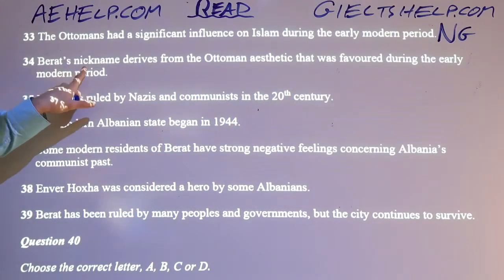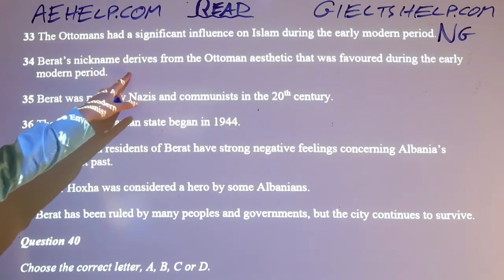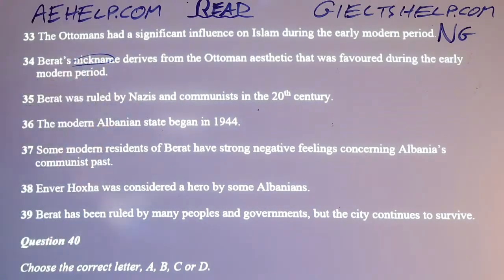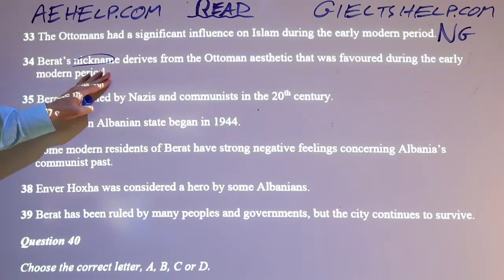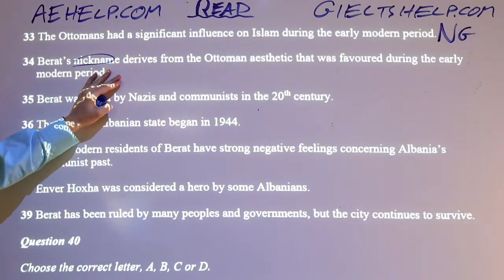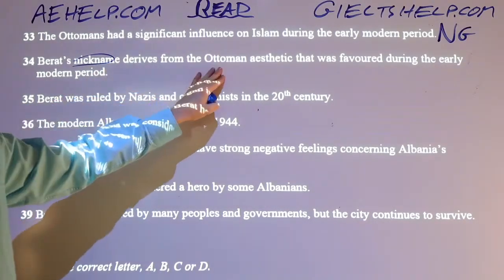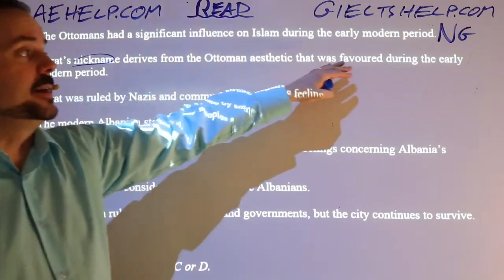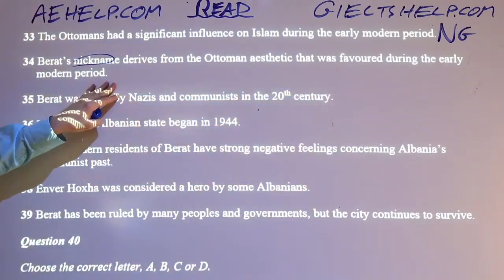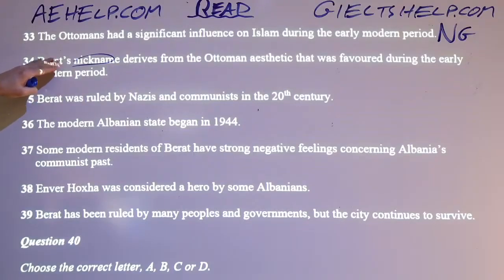Number 34, Berat's nickname derives from the Ottoman aesthetic that was favored during the modern period. So Berat's nickname is a city of 1,000 windows. So first we have to figure that out, right? City of 1,000 windows comes from the Ottoman aesthetic that was favored. Is that important? Now, that's going to be important because it's about Berat. So that's given, right? So this one's given.